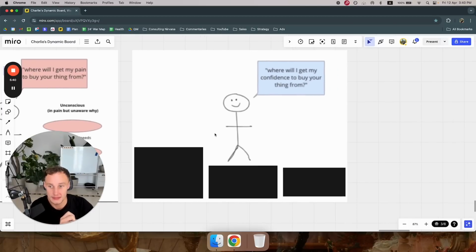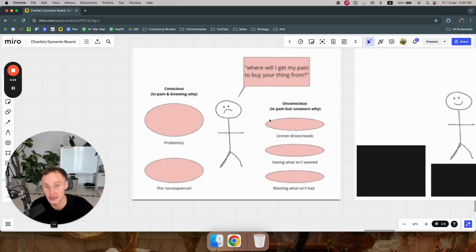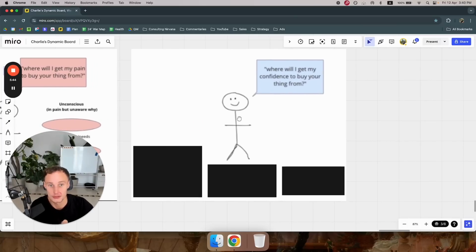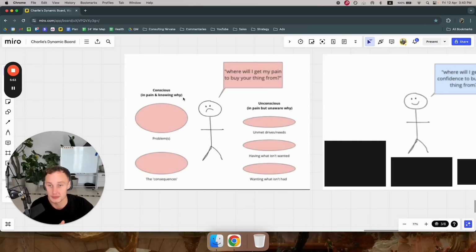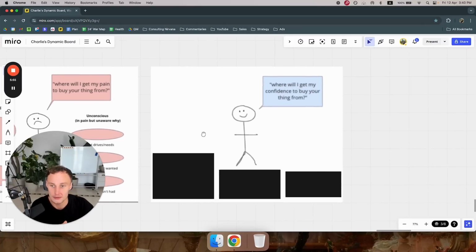But the thing is, people can be in pain, but that's not enough. What they need to have is another emotion. They need to have pain, but they also need to have confidence. Where are people going to get the confidence to buy your thing from? Because there's lots of people that might be able to help this person alleviate pain. So how do they know you're the right one?